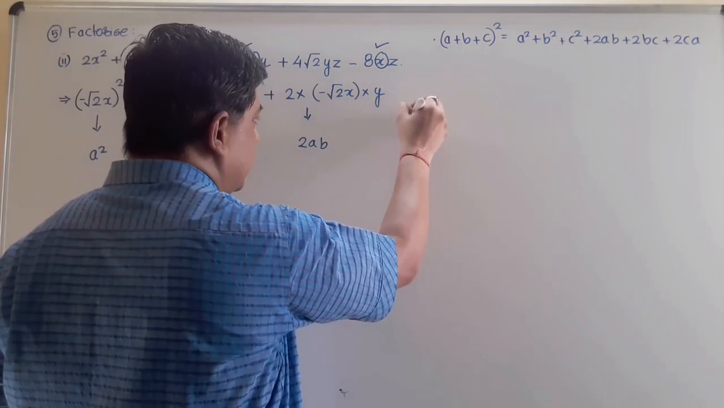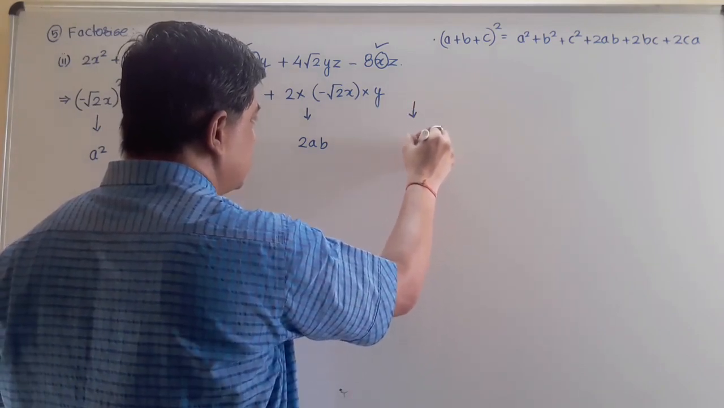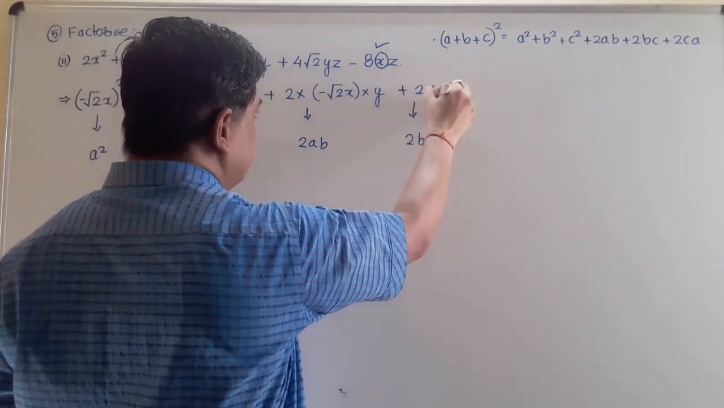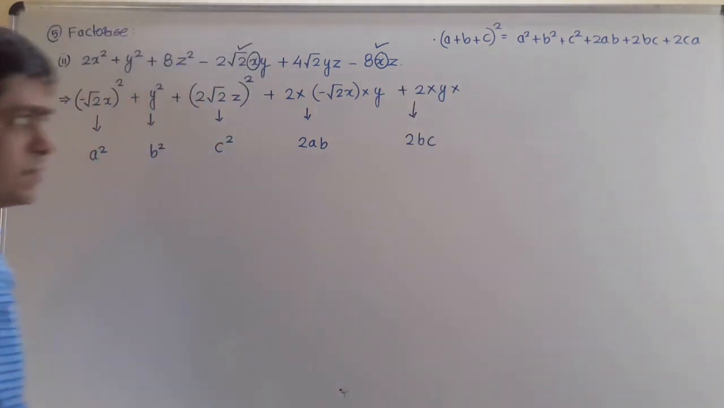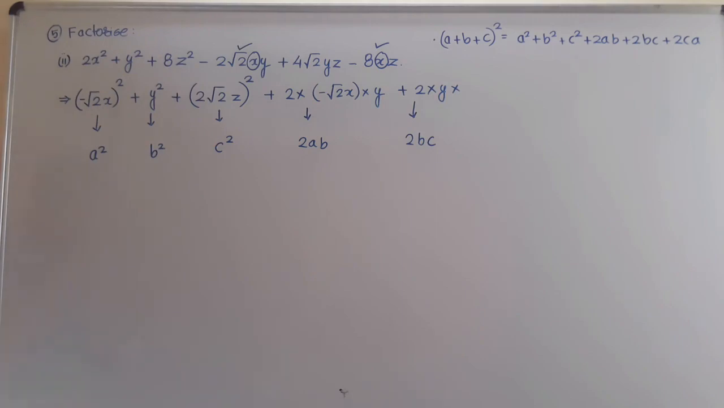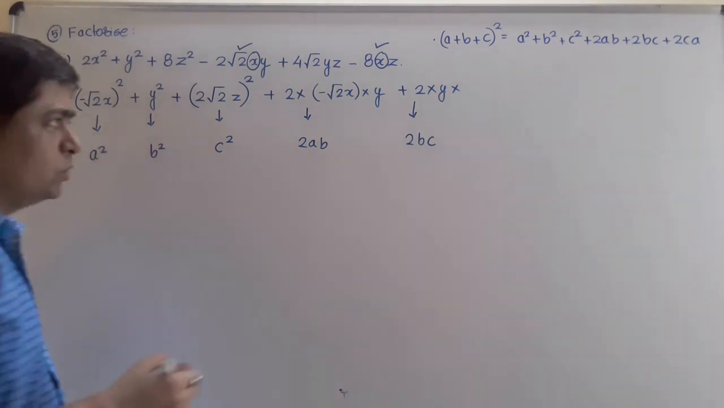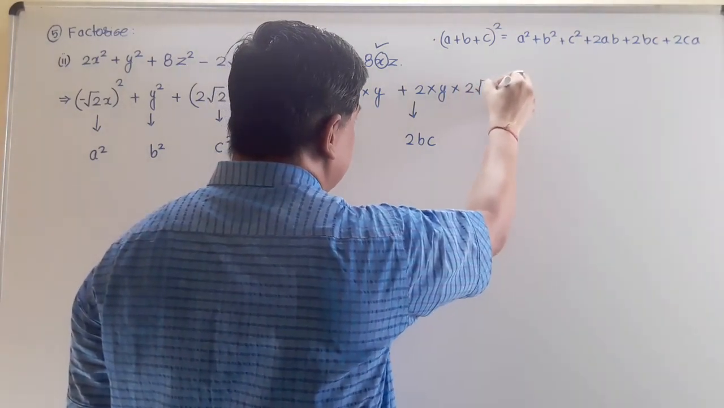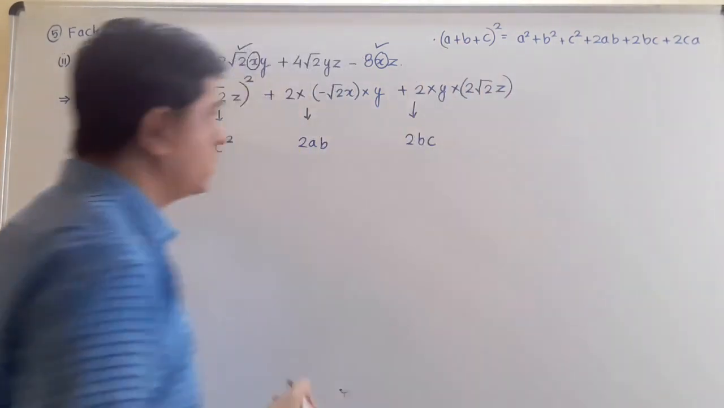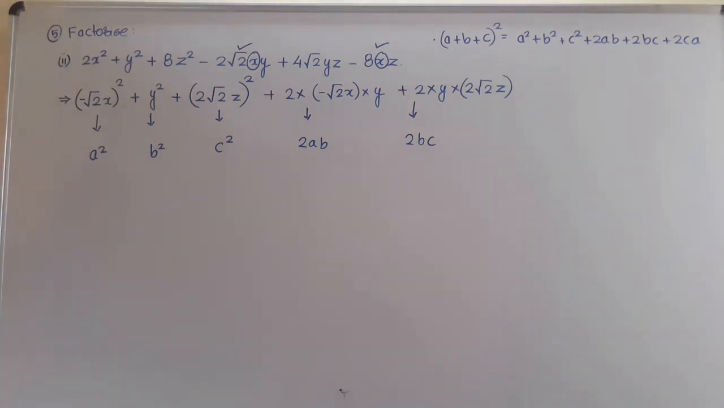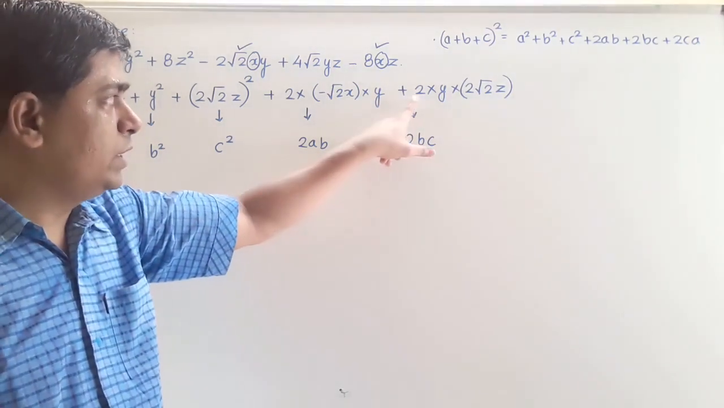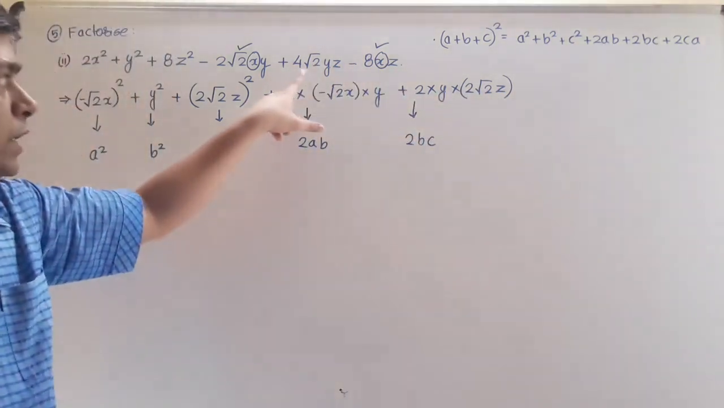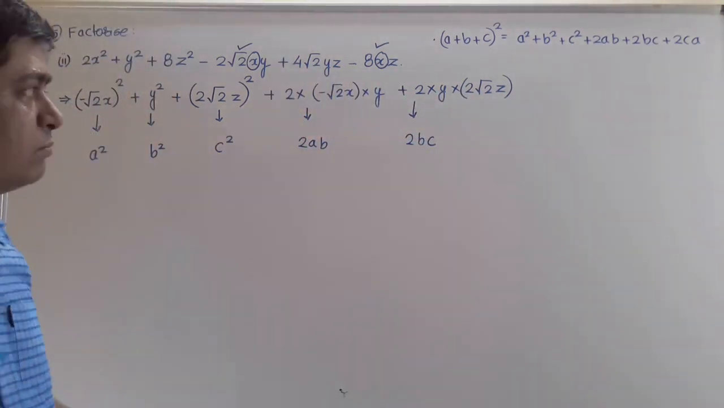Similarly, we shall write down the second last term, 2bc. So plus 2 into b will be equal to y, and what is the value of c I have? C will be equal to 2 root 2 z. So that we shall write down 2 under root of 2 into z. Okay, we can cross check whether it is coming or not. See, signs will be plus only. 2 into 2, 4 under root of 2 and then y into z. 4 under root of 2 y into z is coming perfectly.